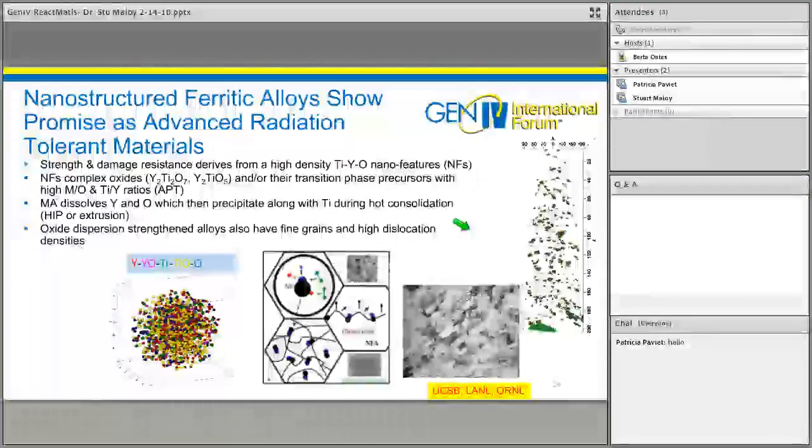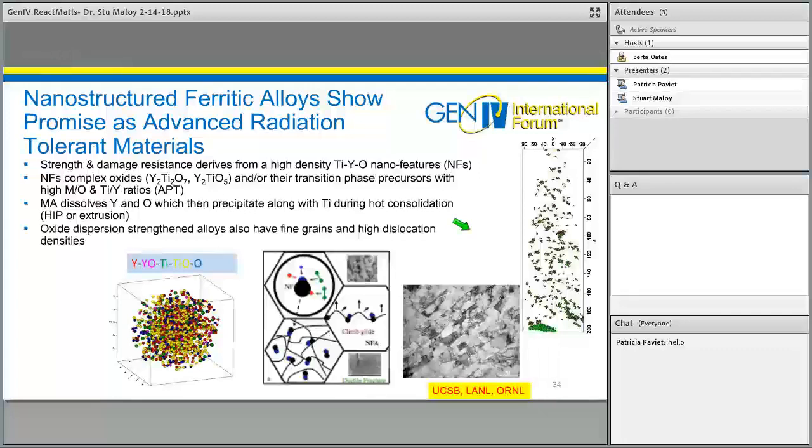But there is a class of materials that also shows promise as advanced radiation tolerant materials. These are called nanostructured ferritic alloys, or also called oxide dispersion strengthened alloys. In the collaboration between UC Santa Barbara, Oak Ridge and LANL, we've produced some of these alloys. They have a fine distribution of oxide particles, nano features, Y2Ti2O7 and Y2TiO5. It's made by mechanical alloying, and then as you develop this fine microstructure, that leads to the particles, which are shown here in this APT image that shows a fine distribution of oxide particles within the material.